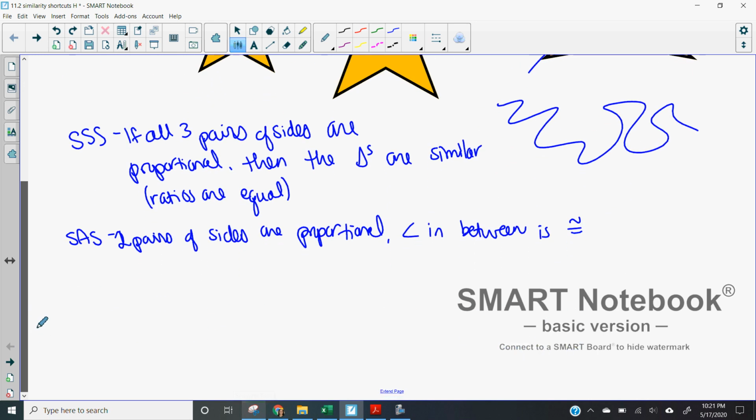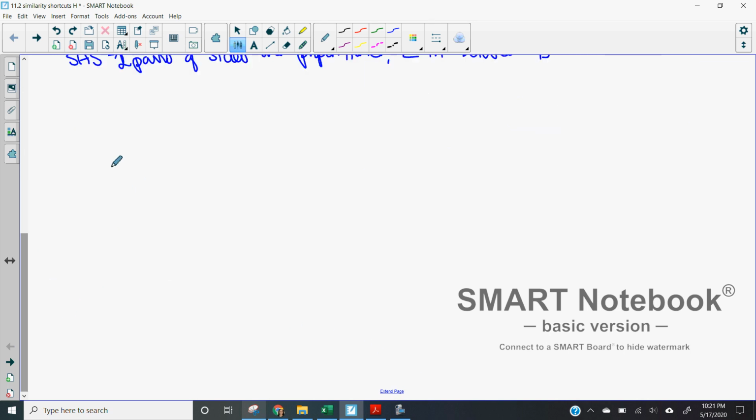Okay, so let's list all of our possible similarity shortcuts. Here's our triangle similarity shortcuts. Here we go. So we started off with angle angle, and that's really the big one. That's the most common one we're going to see.